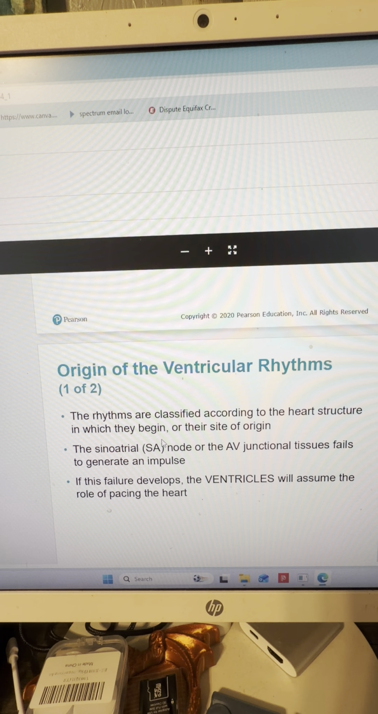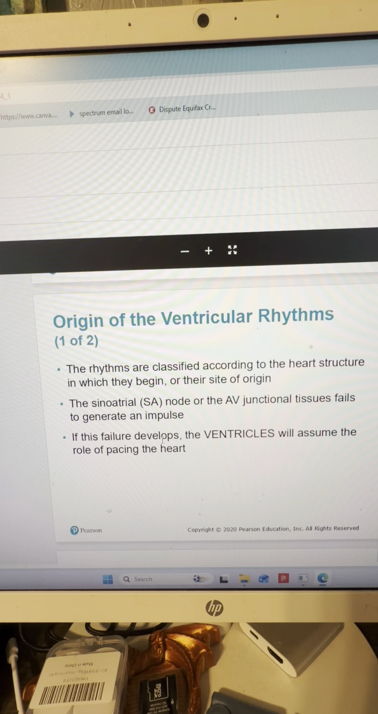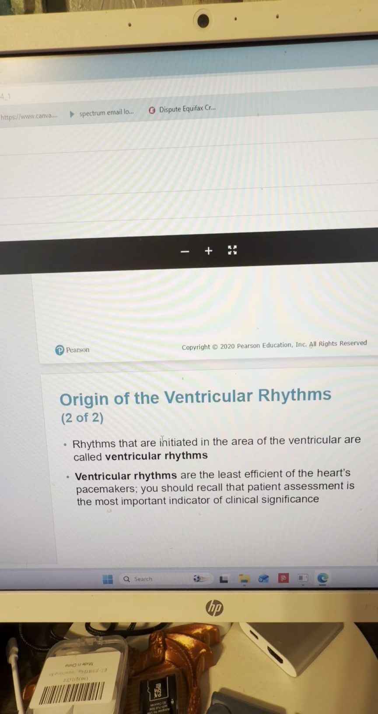Remember, rhythms are classified by where they start. The SA node is supposed to be the head honcho. Sometimes it fails, and then the AV junction fails. So if all of this fails, then the ventricles will be like, fine, I'll do it. Rhythms that are initiated anywhere in the ventricles are called ventricular rhythms.